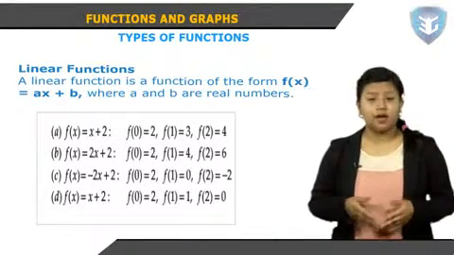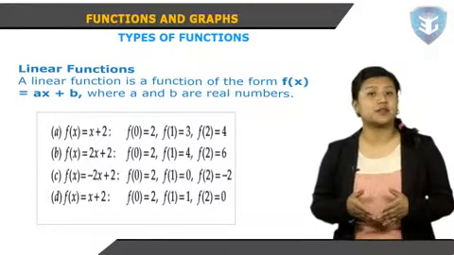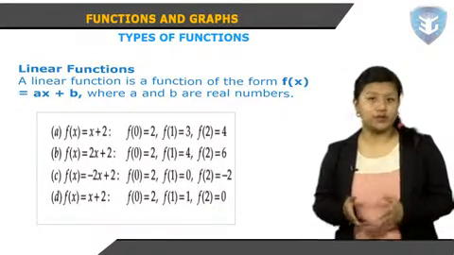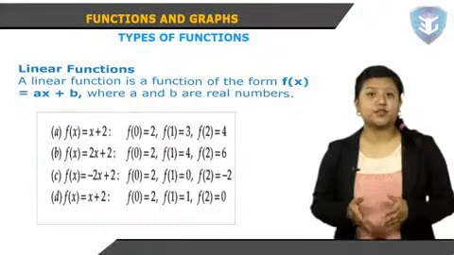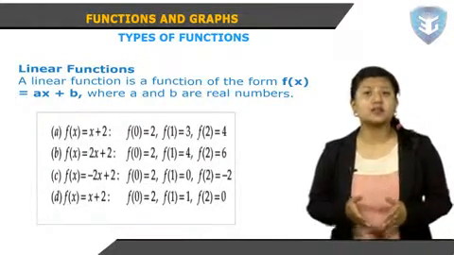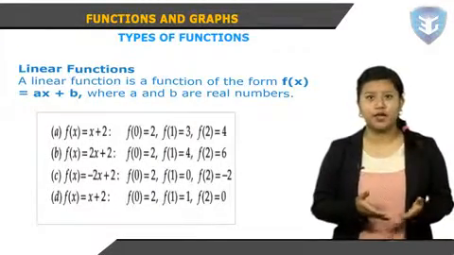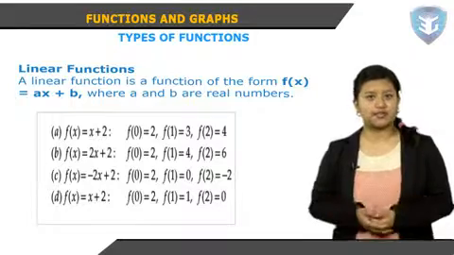Linear functions. A linear function is a function of the form f(x) = ax + b, where a and b are real numbers. Here, a represents the gradient of the line and b represents the y-axis intercept, which is sometimes called the vertical intercept. What will happen if we fix b and vary a? Let us try some examples.